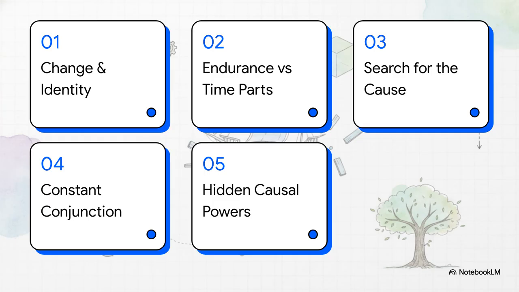So, here's our roadmap for today. Number 1, the mystery of change and identity. Number 2, endurance versus temporal parts. Number 3, the search for the cause. Number 4, David Hume and constant conjunction. And finally, number 5, the power of hidden causes.